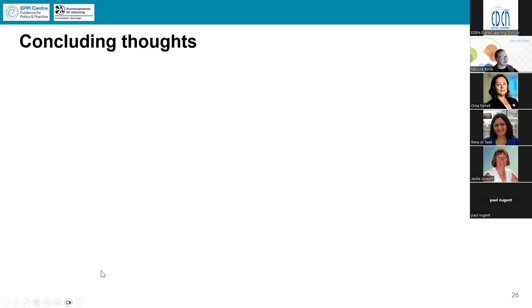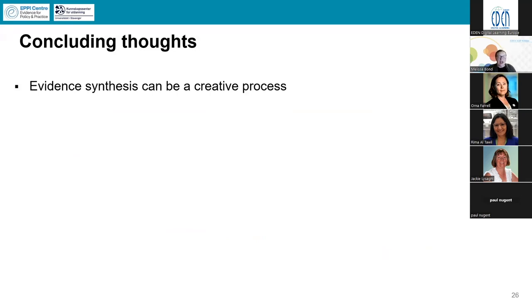So, some concluding thoughts. Evidence synthesis can definitely be a creative process. As much as it needs to be, in most cases, very transparent and very rigorous. And your method section should be like a recipe for someone else to be able to follow. But as long as you choose processes and methods and are upfront and honest about what you've done and how you've done it, there are lots of different things that you can do to bring together or weave together the different stories that research from a whole range of different places can bring.